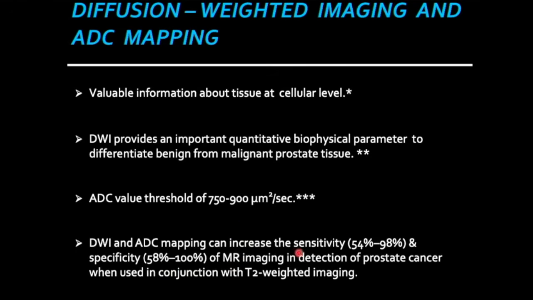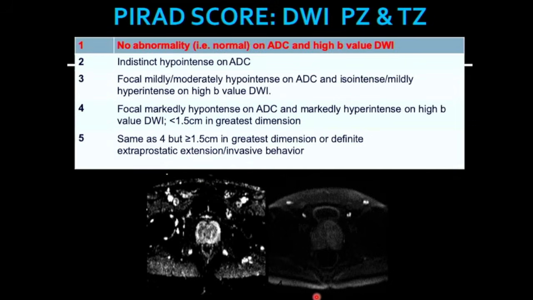This DWI and ADC mapping can increase the sensitivity and specificity of MR imaging in conjunction with T2W. So they are always to be used in conjunction with it, but they definitely increase the sensitivity and specificity. So how do you score them? Both the peripheral zone and the transition zone are scored similarly.